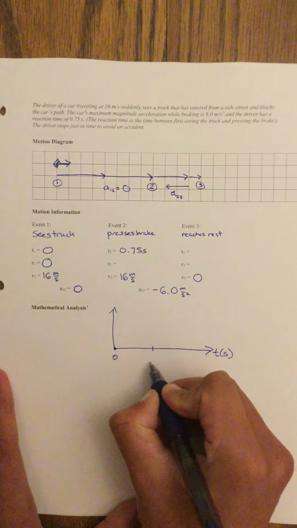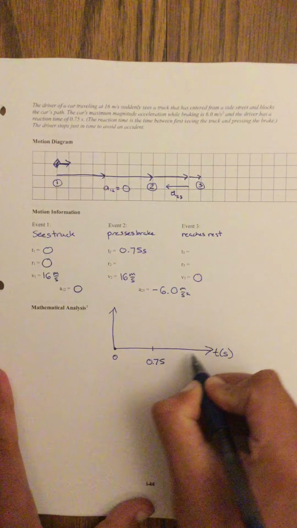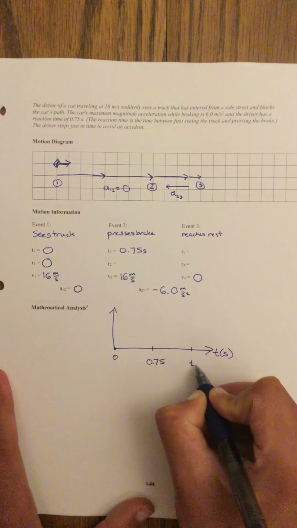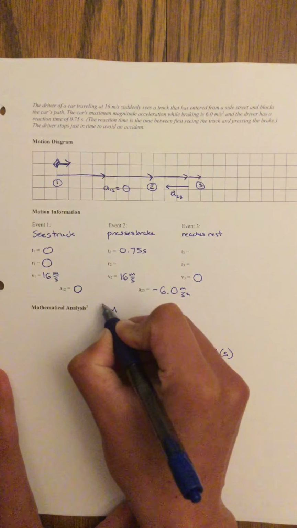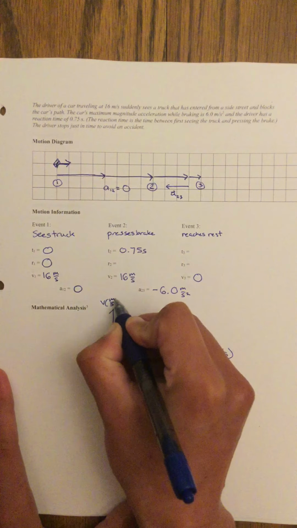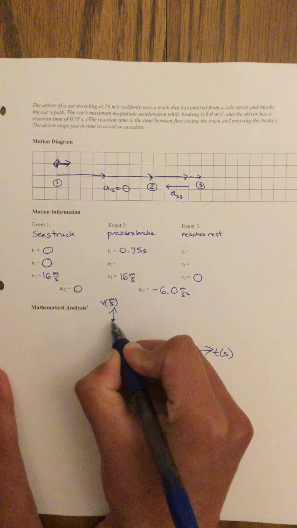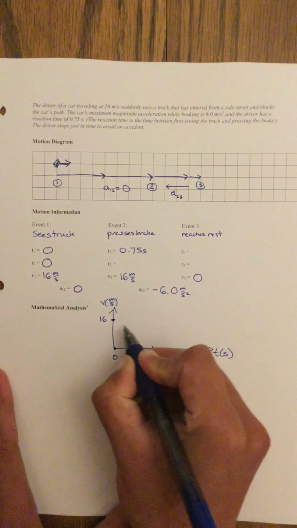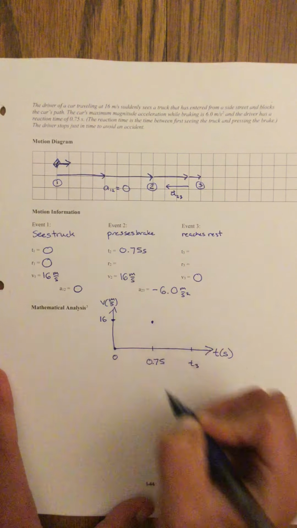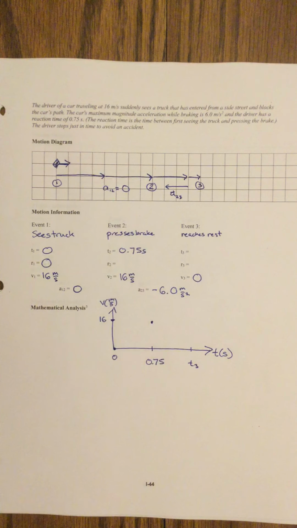This is 0. This is 0.75, and then sometime later, I don't know how much later, I'll just call that T3. This is velocity in meters per second. We start off at 16 meters per second. At event 2, we're still at 16 meters per second.